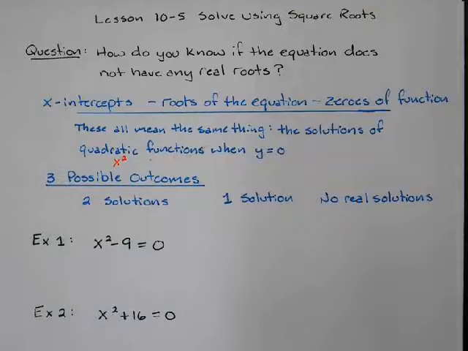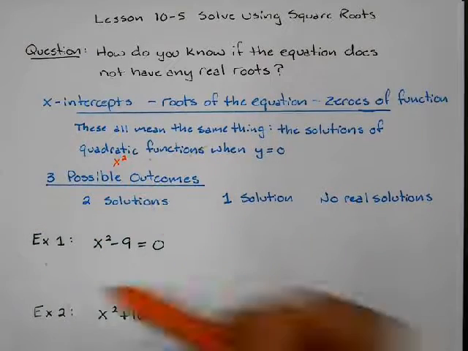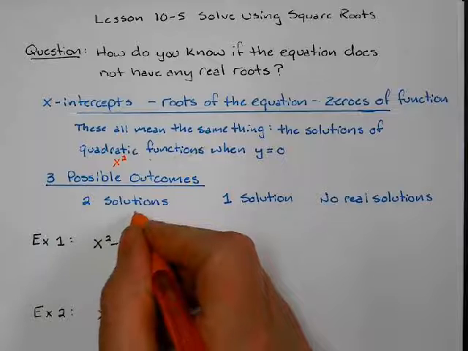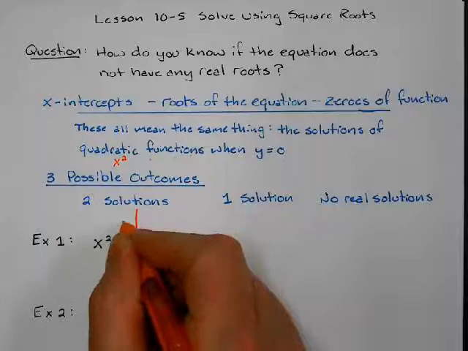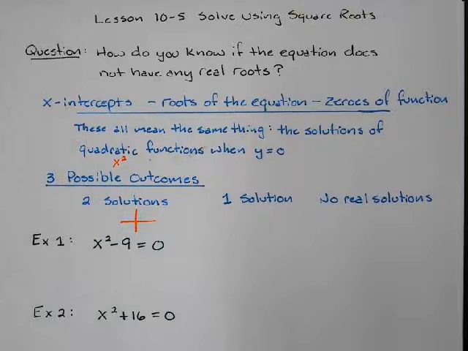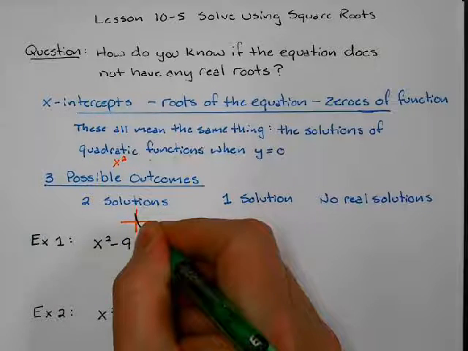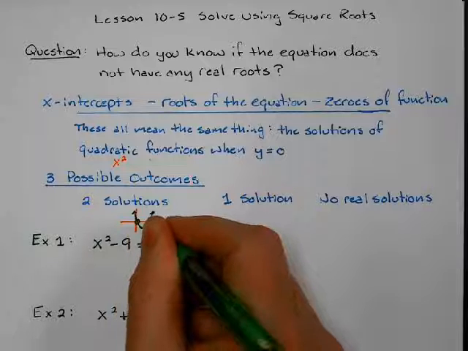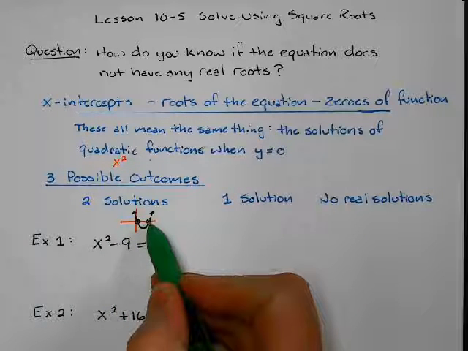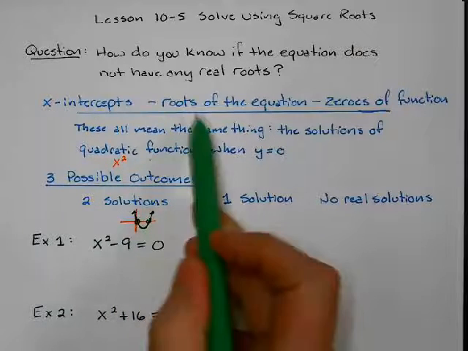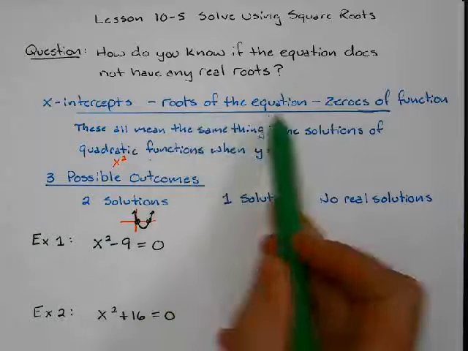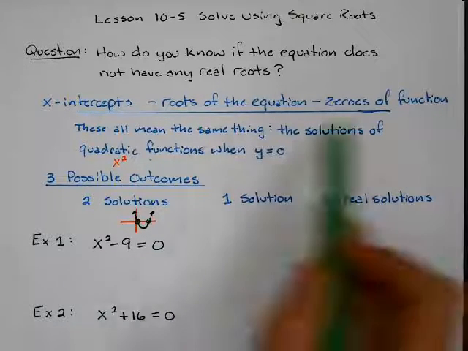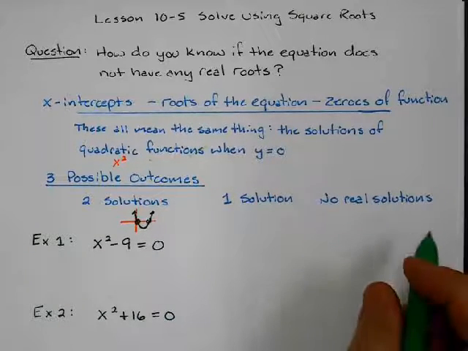Now there's going to be three possible outcomes because remember, these are the x-intercepts. A couple lessons ago, we talked about when we could have two solutions. So if we've got a graph there and we've got a parabola crossing that graph twice, we would say that there's two x-intercepts. Well, that means that there's two solutions to the equation, which also means there's two roots of the equation, which means there's two zeros of the function.